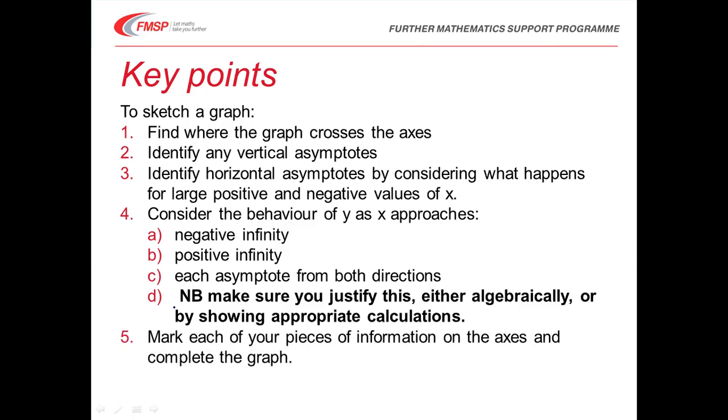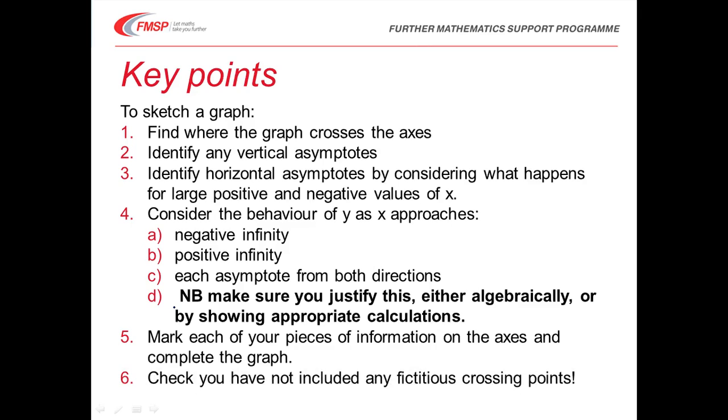You then need to mark each piece of information on the axes and complete your graph. It's a good idea at that point to make sure that you've not included any fictitious crossing points, any crossing points other than those that you identified in point 1. If you do find that you've got those, you'll need to go back and see where you went wrong. It's a really useful idea to record each step clearly so that you know that you've dealt with them and you can check each step individually easily.